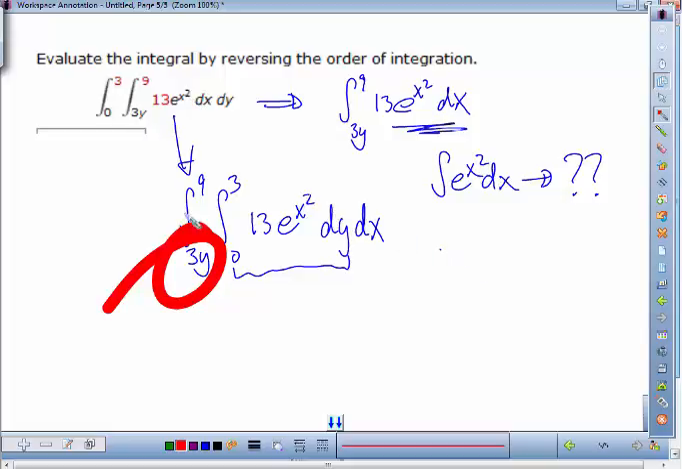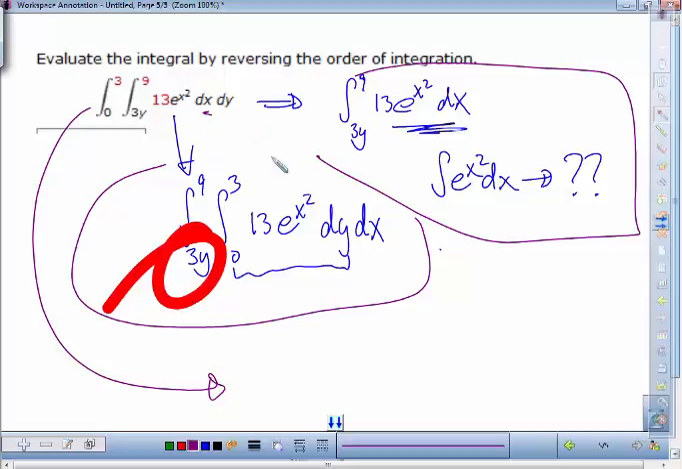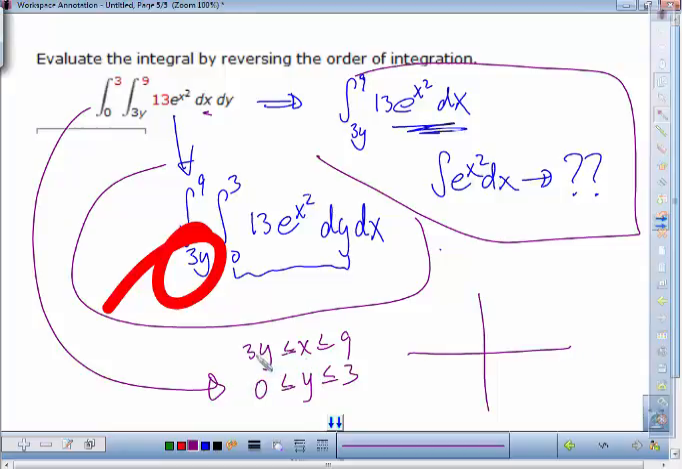So what we need to do is take a look at our limits. Our x limits go from 3y to 9, and our y limits go from 0 to 3. So we essentially want to work backwards, peel the limits out of the integral itself, and try to imagine how this is going to look in the graph. X is equal to 3y, so that's a slope of 1/3. Wait, a slope of 1/3 is flatter.